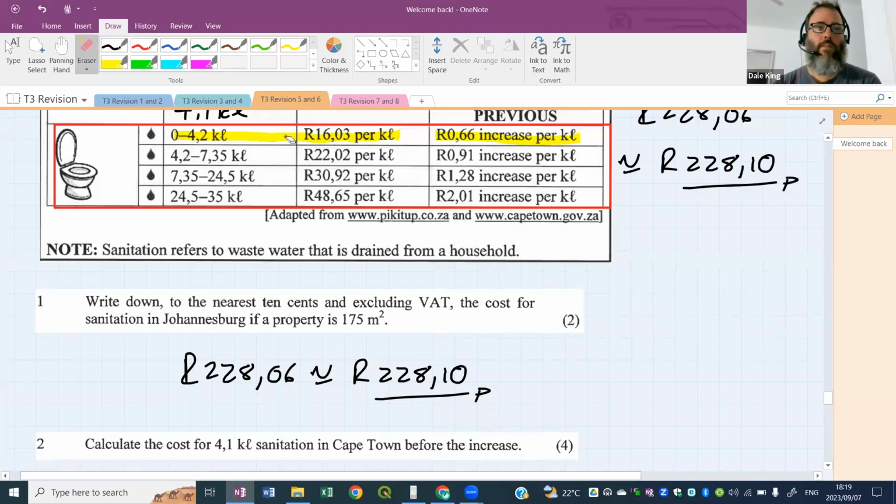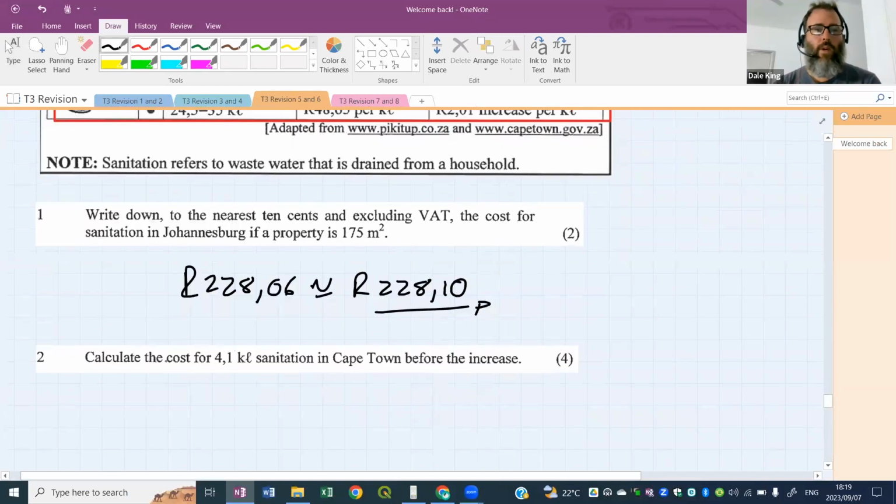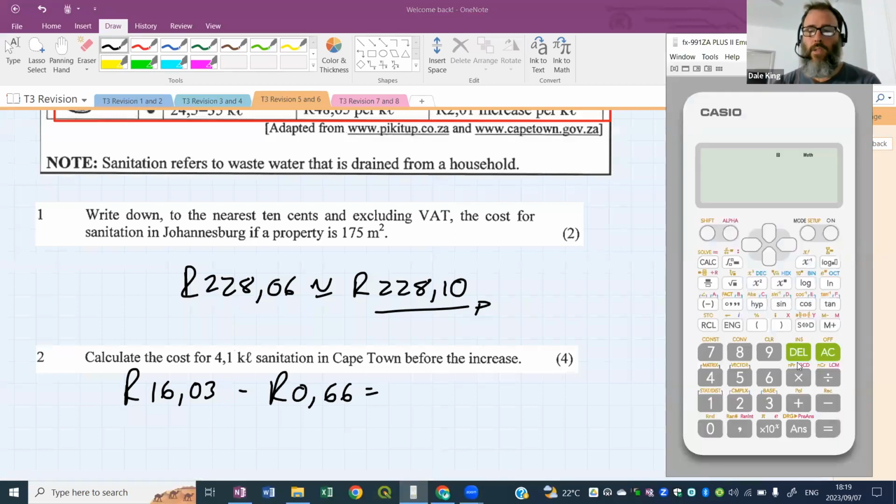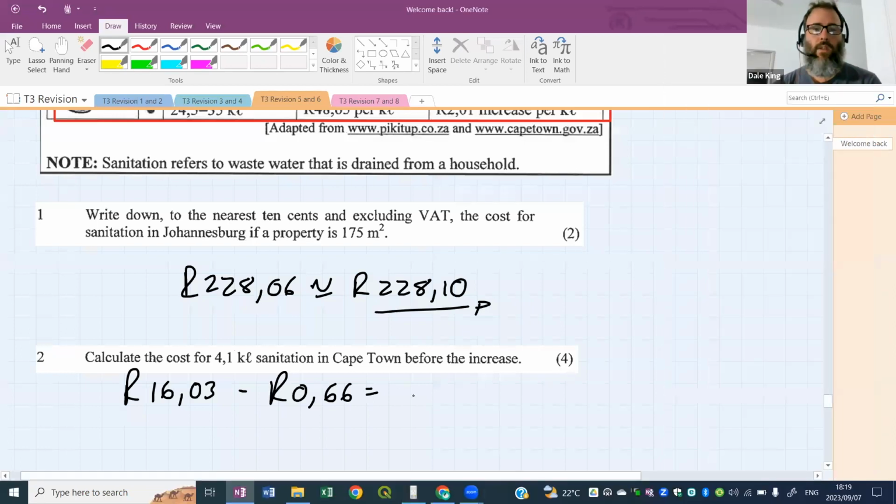So we're going to subtract 66 cents from the new current tariff first to find out what the previous tariff was. So 16.03 minus 66 cents. This will tell us what the previous tariff was. The previous tariff was 15.37. That was the previous tariff before the increase.